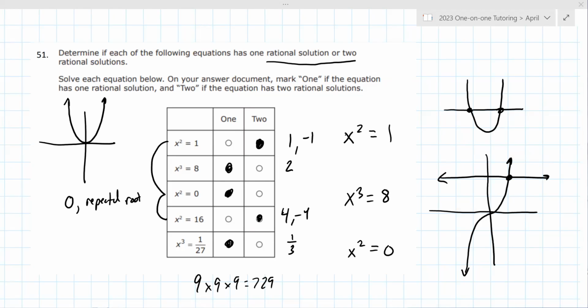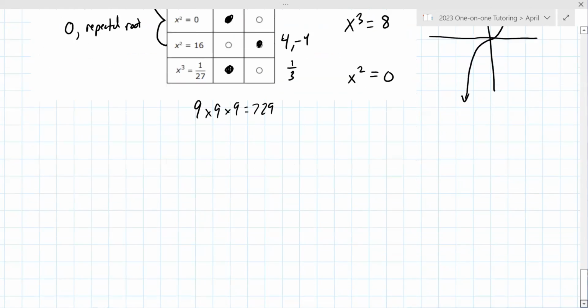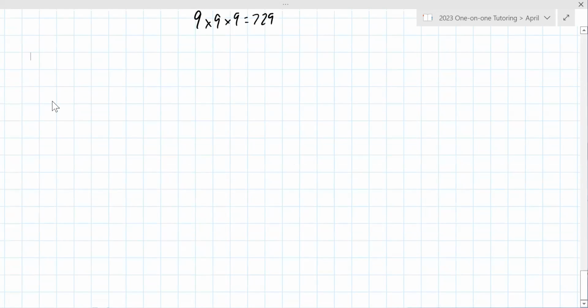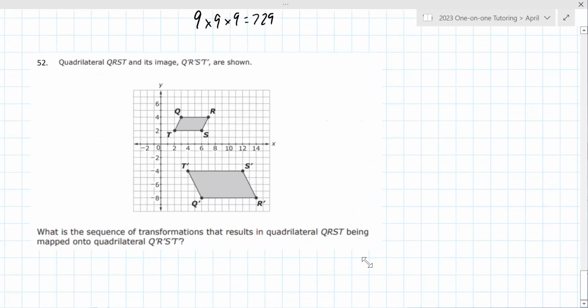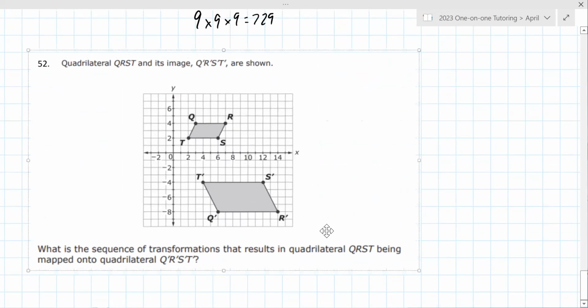All right, so for a problem like 52, I think it's a good idea here. Let me snip it in. It's a good idea to describe the transformations to yourself before you go to the answers. I know the tendency is to go look at the answers and find it, but it's better to ask, well, what's going on here? You have not studied this yet, so this is kind of beyond where you're at in math, but visually, I think you can tell a couple of things here.